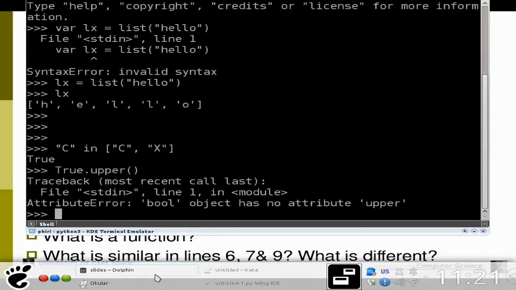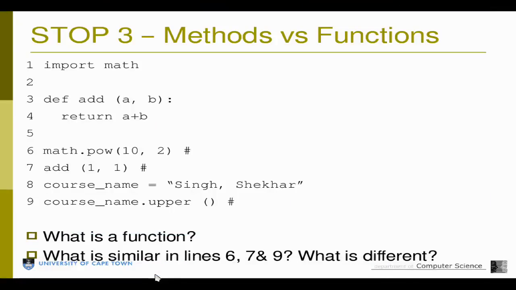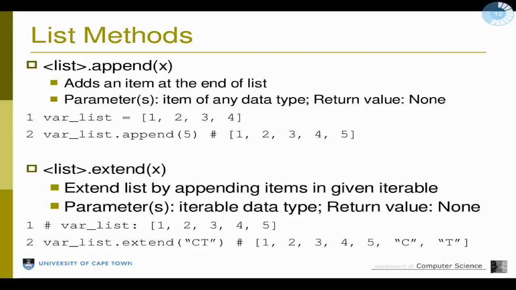Because true is a boolean. It's not a string, right? Do we understand what's going on here? I hope we are. It's very important. So, list methods now. The string class has some really interesting methods, ones that we'll find useful for the exercise and perhaps the test and the exam as well. We'll start with append, right?